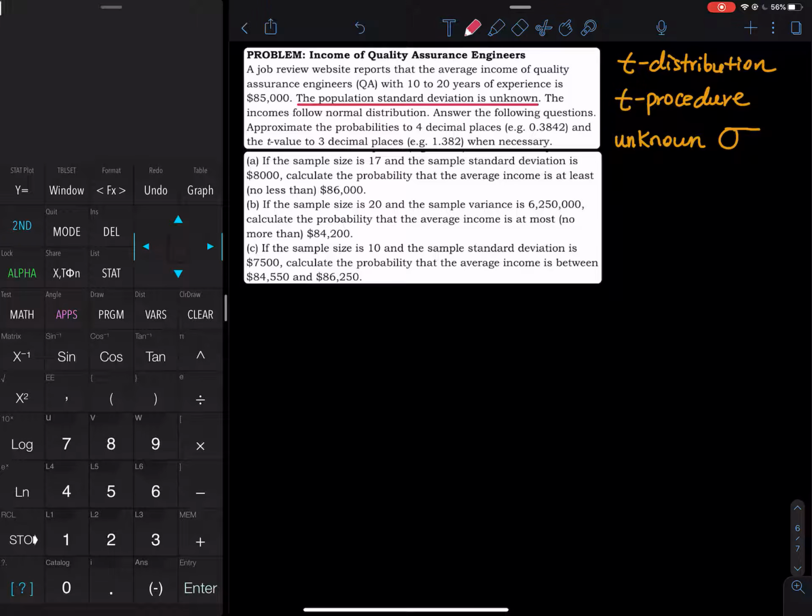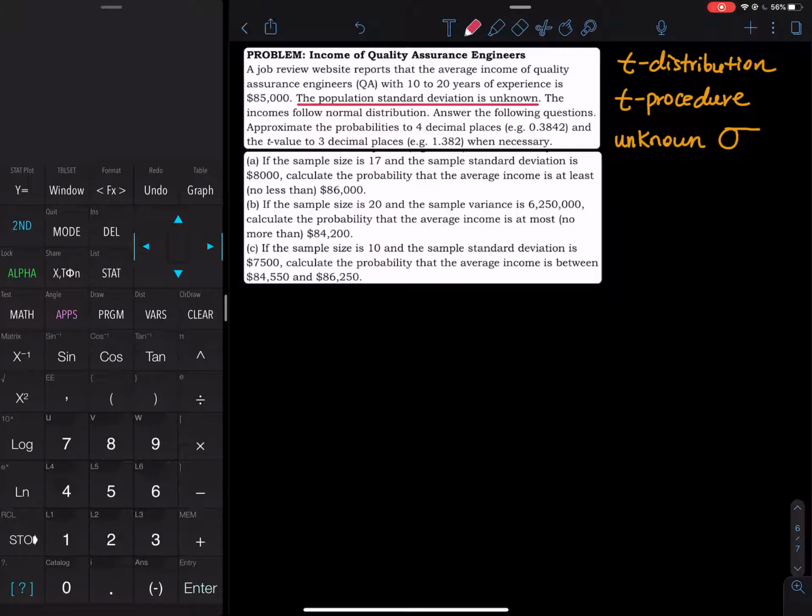A job interview website reports that the average income of a quality assurance engineer with 10 to 20 years of experience is $85,000. The population standard deviation is unknown. This statement is extremely important. When sigma is unknown, this is an indication that you should use t-distribution. Why is this a t problem? The underlying statement tells you why. You don't know sigma, then you use t-distribution.